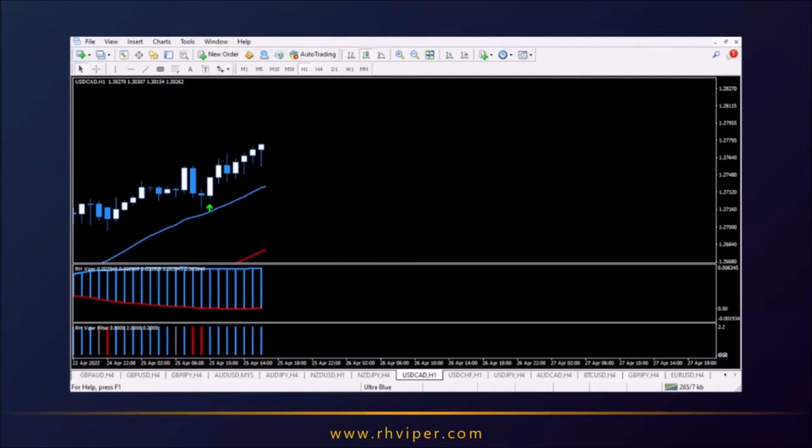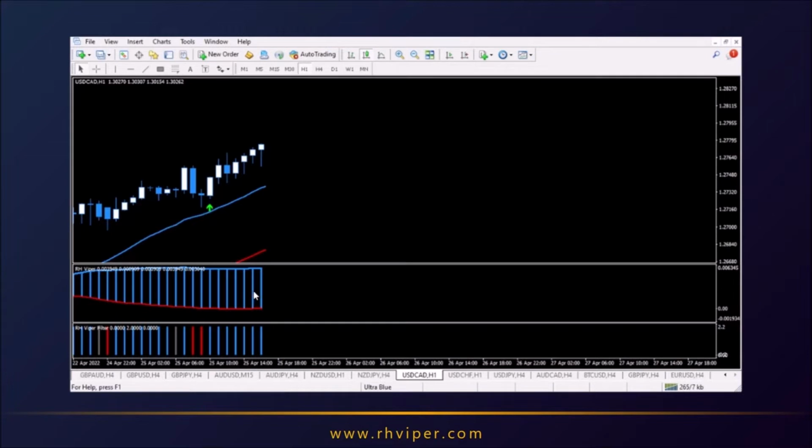We're looking at the USD Canadian dollar. This is the 1 hour time frame, and right now we've got an opportunity potentially to go long. We've got the price above the moving averages. The price is above the blue moving average, which is above the red moving average. So we've got that uptrend here.